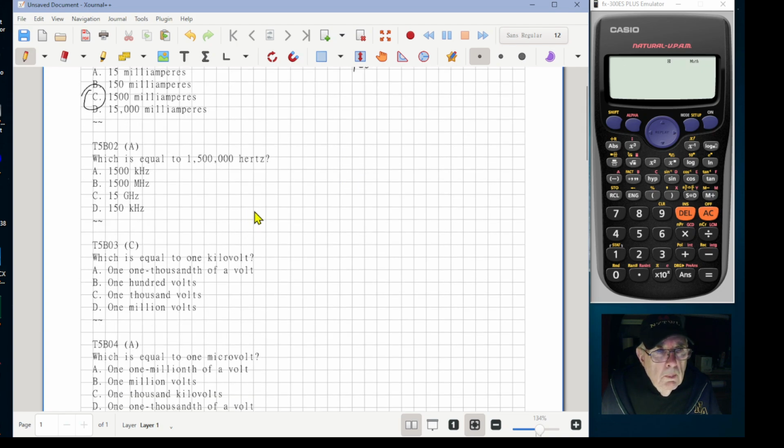All right. Which is equal to 1,500,000 hertz? Well, this is kilohertz, and we get into megahertz. So 1500 kilohertz, not megahertz, because this is really 1.5 megahertz, but they don't give that as an answer. So the closest to that then is 1500 kilohertz.